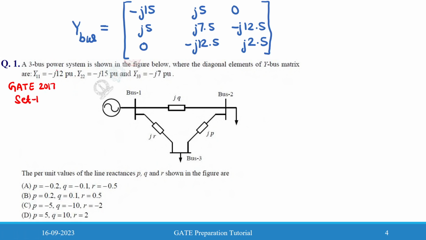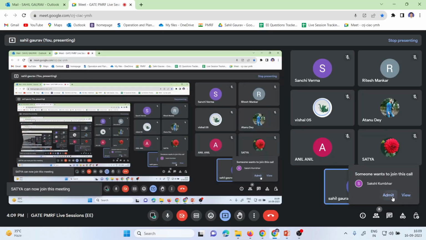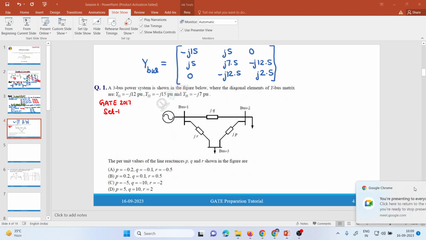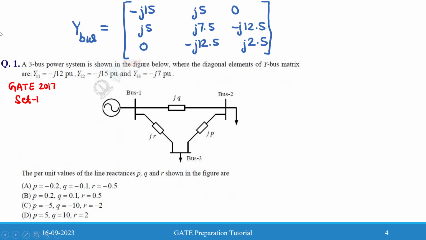The question is that a 3-bus power system is shown in the figure below, where the diagonal elements of the Y-bus matrix are Y11 equal to minus j12 per unit, Y22 equal to minus j15 per unit, and Y33 equal to minus j7 per unit. This is the figure shown below, and the per unit values of the line reactances P, Q, and R are shown in the figure. You need to find these values. So these values are given in reactances.